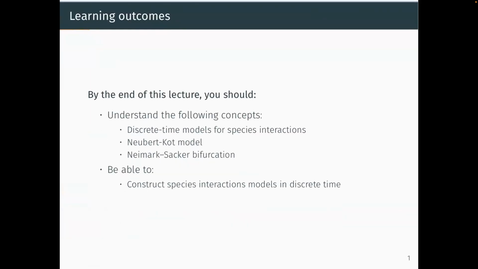So today we're going to be looking at a predator-prey model and seeing how we can construct models in discrete time for species interactions. Look at this predator-prey model, which is the Neubert-Kot model. Talk about something called a Neimark-Sacker bifurcation, which is analogous to a Hopf bifurcation, and seeing just how this predator-prey model relates to some of the ones that we've looked at previously.